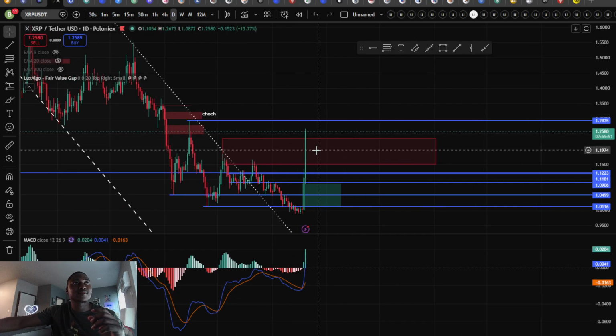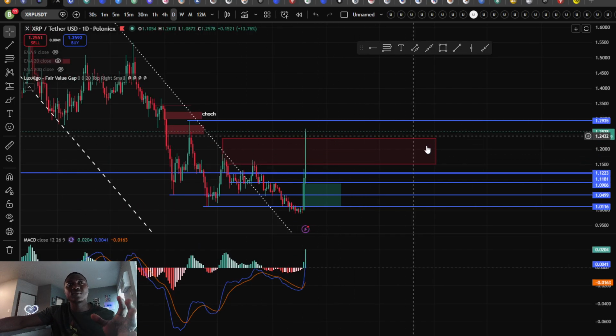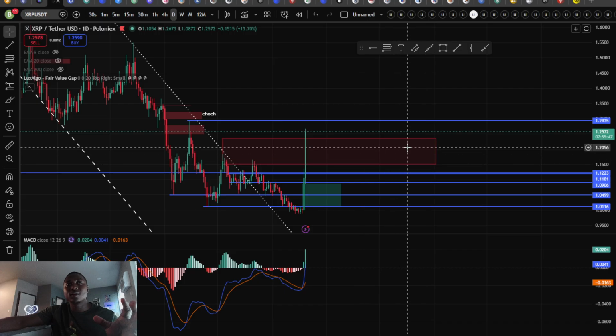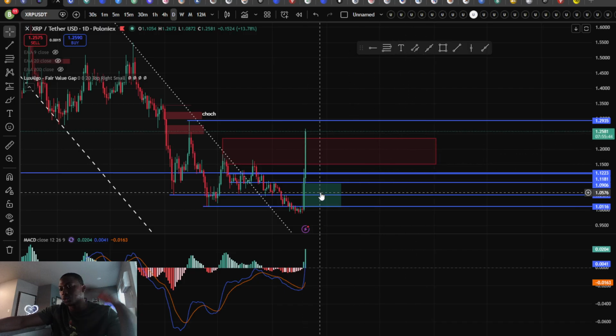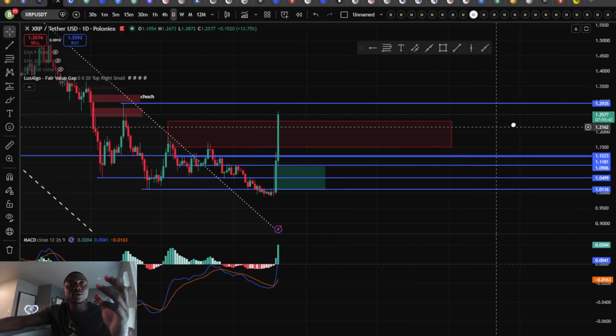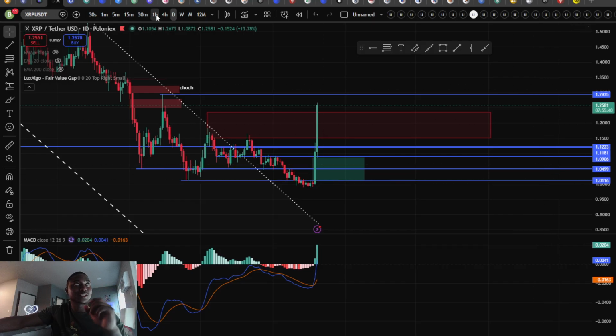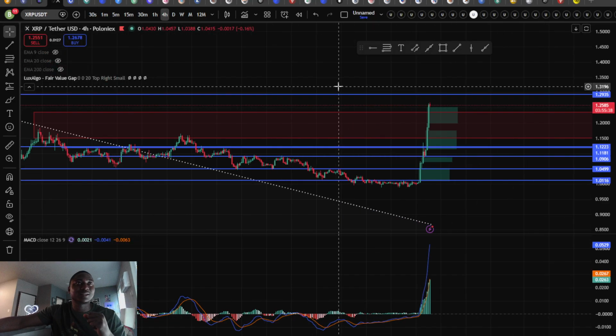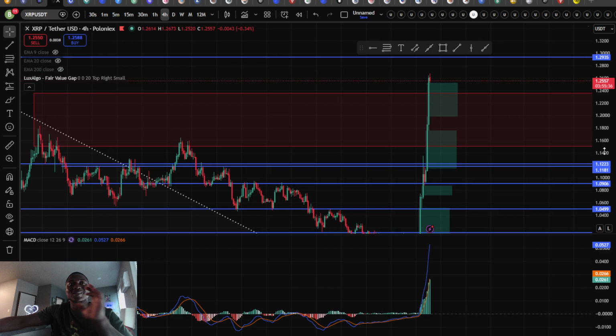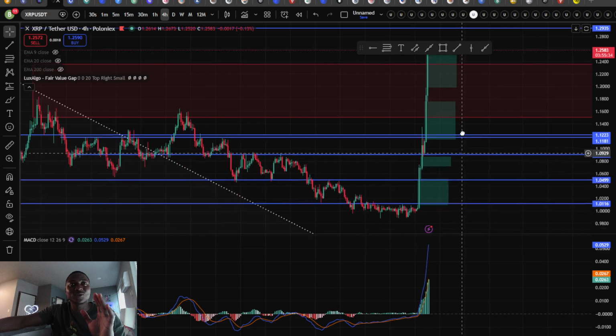And then XRP, like I said before, same thing. I have this support right here. Resistance right here, but we just smashed right through it. But look at all these lines and how they were respected. Are you ready? Let's go to the 4-hour time frame. This is how these lines were respected. They're perfect. Like I said, I drew lines for a reason.